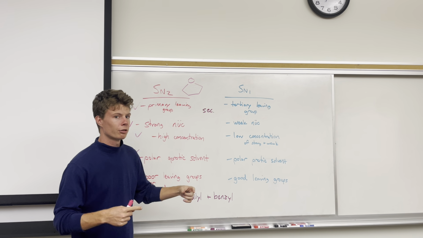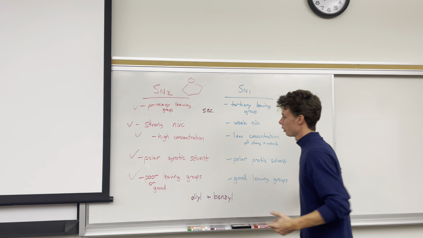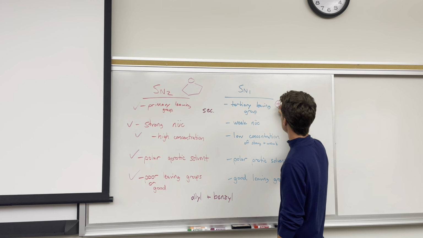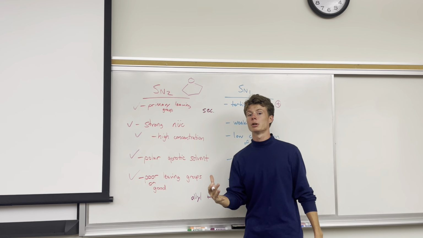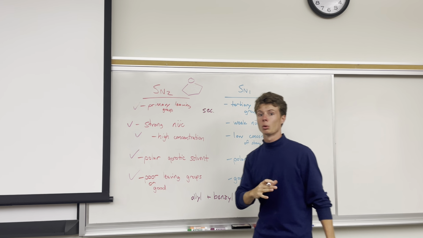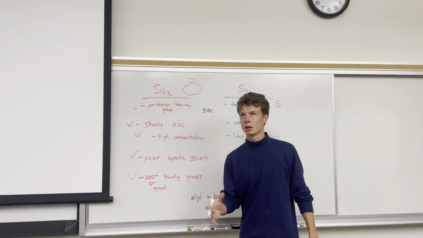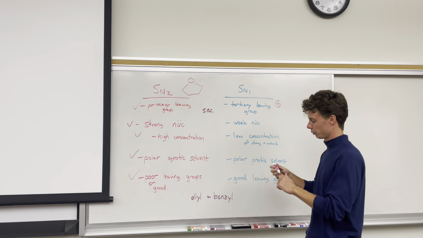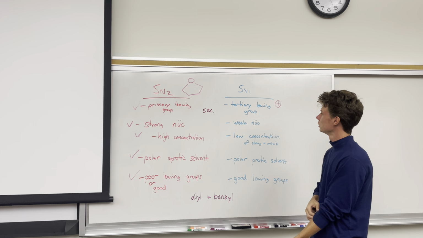SN1, pretty much the opposite of all of that. If I have a tertiary leaving group, with SN1, I'm going to get that carbocation intermediate, and if it's on a tertiary position, that's much more stable. So all of your tertiary leaving groups are going to result in SN1 reactions. 99 out of 100 will result in an SN1 reaction.